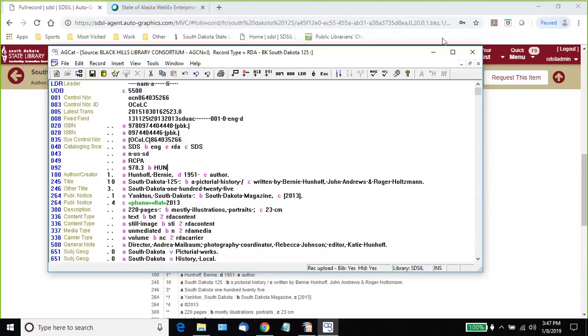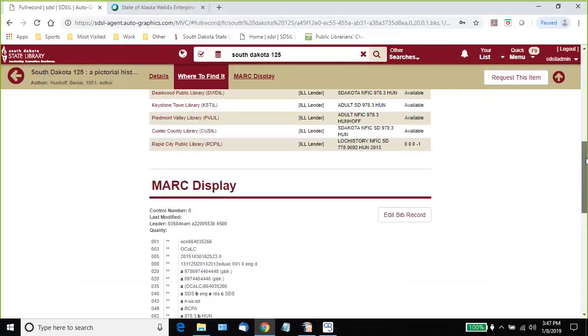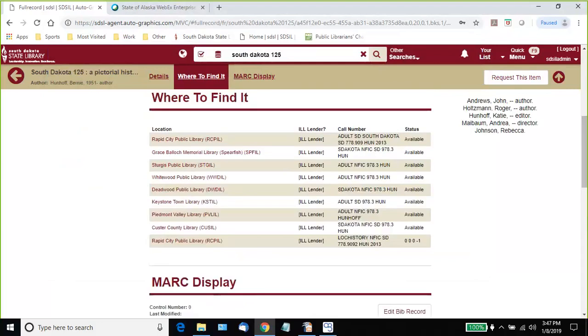etc. So I just wanted to show that to you because I know that was one of the things that some of your libraries were particularly interested in, the cataloging functionality. So, any other questions?